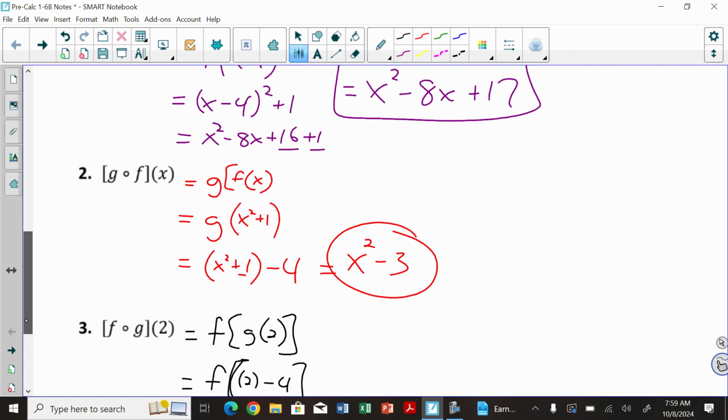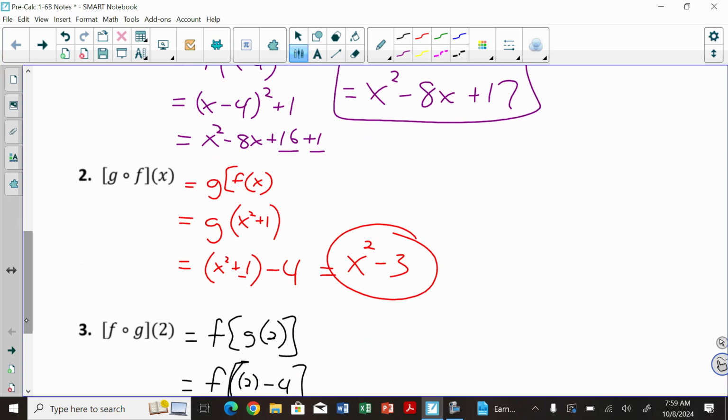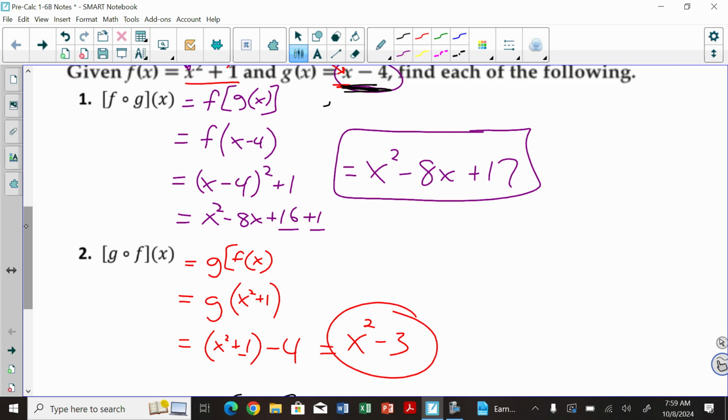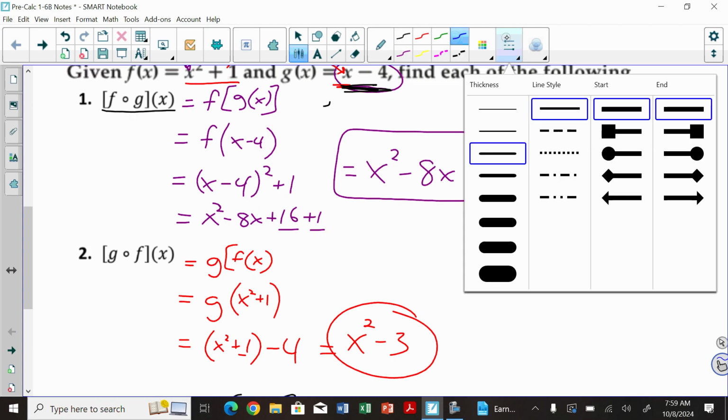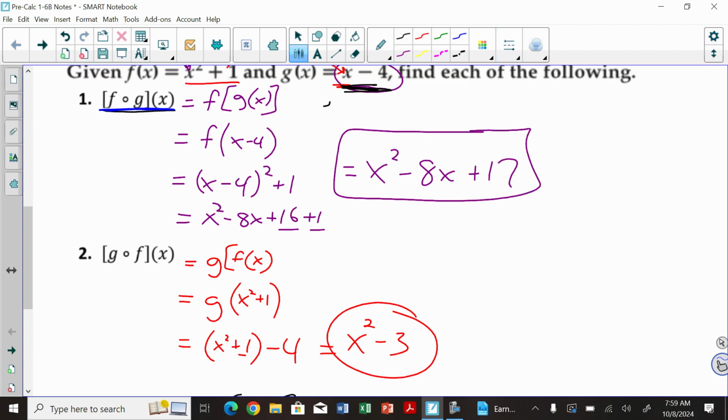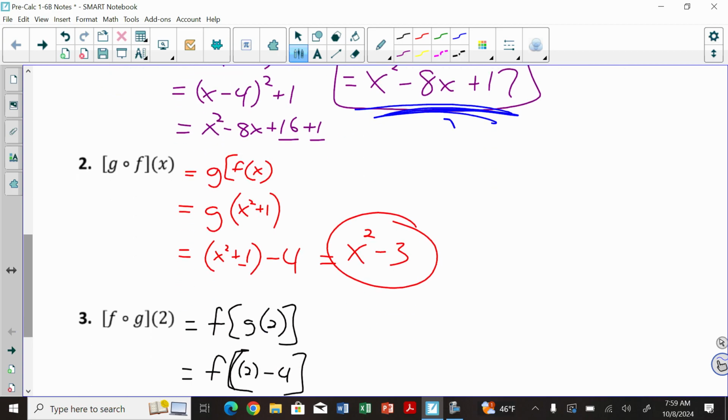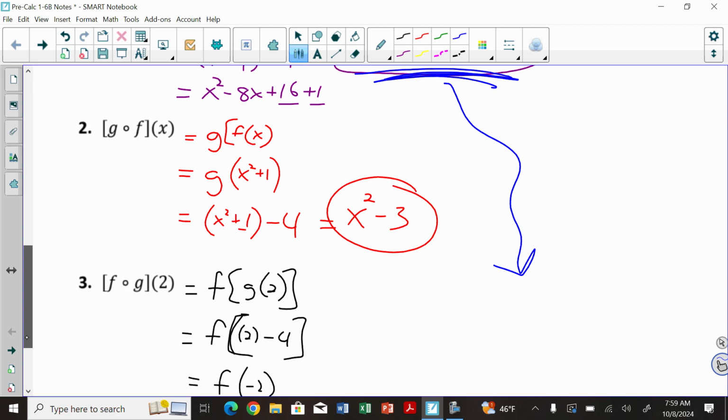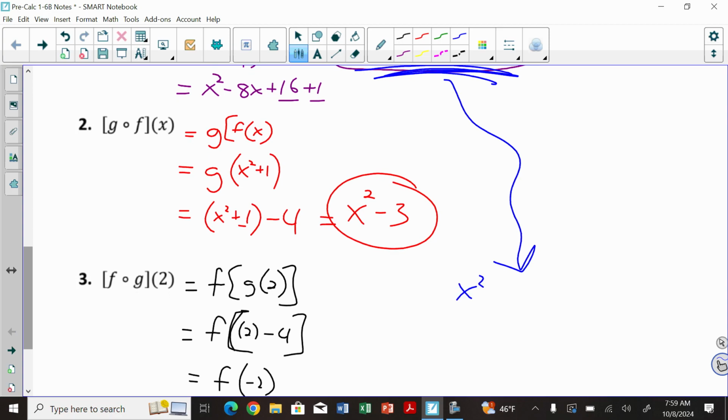Okay, there is another way to do that. Since you already did the previous work, we already know that f of g of x, right up here, we did that already. So all we're really doing is plugging in a 2 there. I've already done that work right here. This is f of g of x. So I could have actually just taken that down and done that x squared minus 8x plus 17, and then plugged a negative 2 in for x.